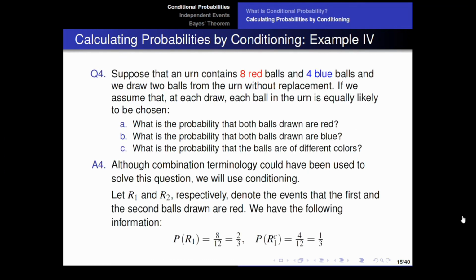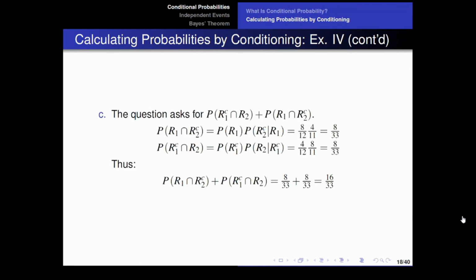Now, for part C, it says, what is the probability that the balls are of different colors? Now, if you know the probability of part A and the probability of part B, you can easily compute the probability in part C by subtracting the first 2 probabilities that you have calculated from 1. That's the easiest approach to do that. So we can answer this part.